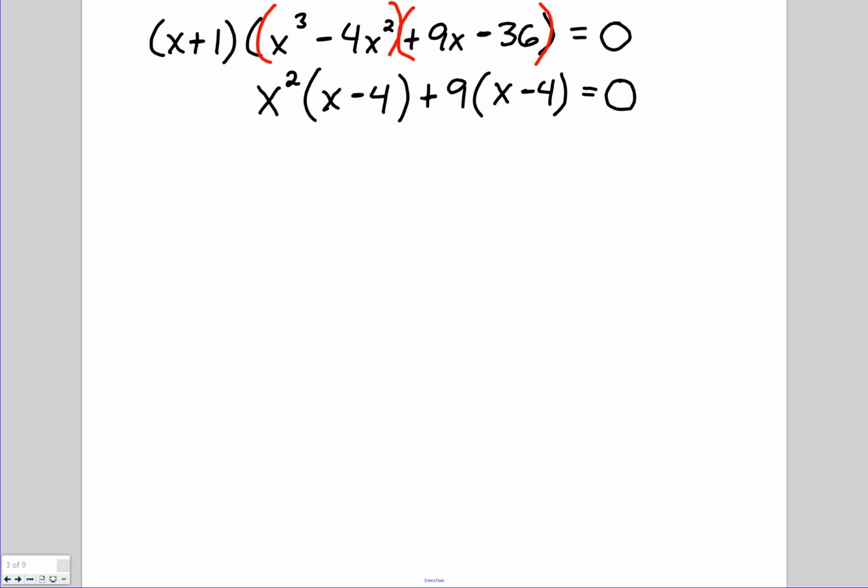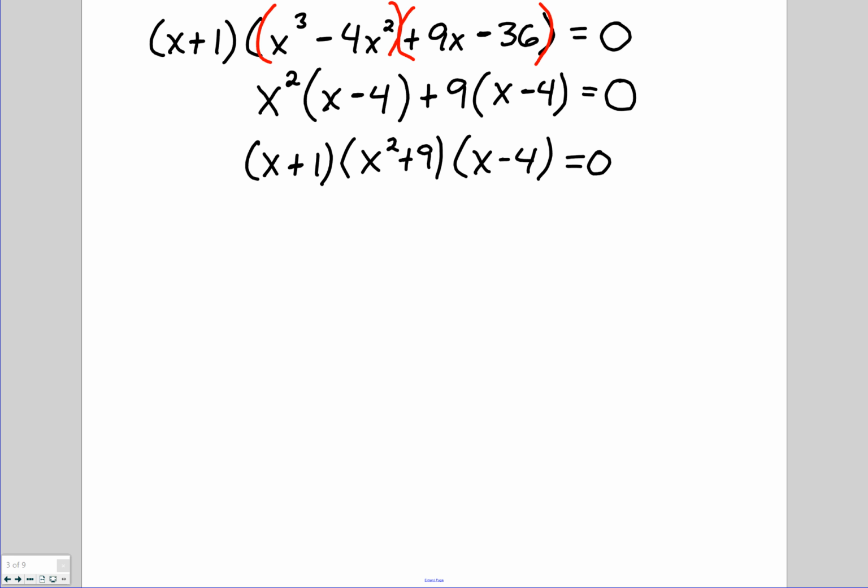What's x squared times x? X cubed. X squared times negative 4. 9 times x. 9 times negative 4. So it's still there, just we're factoring it. They have a factor in common, x minus 4, so bring that down. What did I pull out of each of these? X squared plus 9. And then do you remember our very first factor? X plus 1. We have now fully factored the polynomial that Bashir read for us.